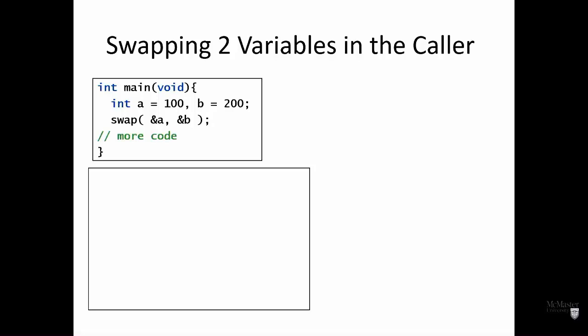Okay, so what we want to do here. It's a very simple function, similar to what we were doing before. You want to swap two variables.